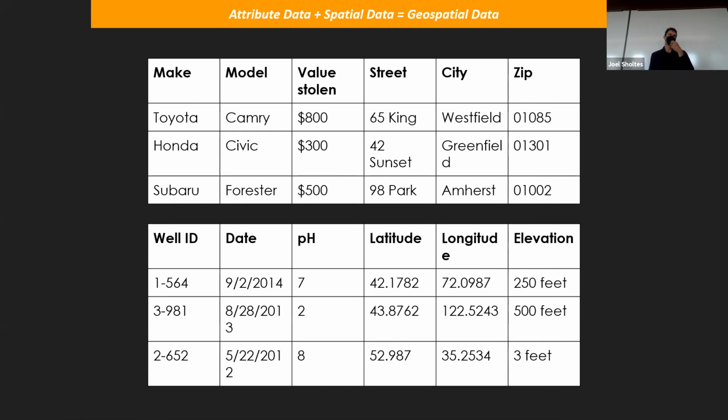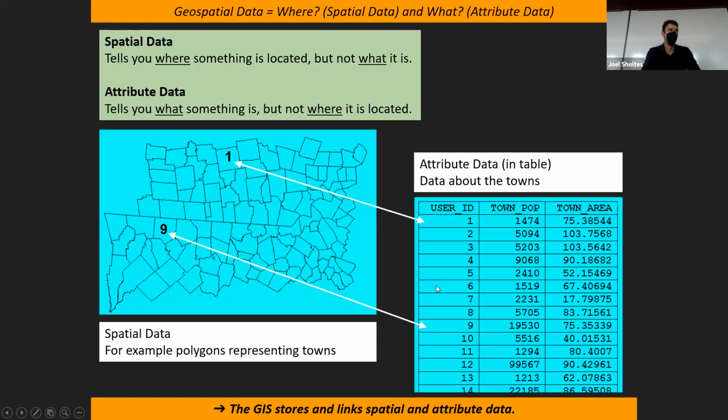ArcGIS is able to read in addresses and give you a latitude, longitude, or a coordinate based on a national database of addresses. And then of course, latitude, longitude can allow us to plot these points on a map. So spatial data tells you where something is located, but not what it is. And then the attribute data tells you what something is, but not where it's located.